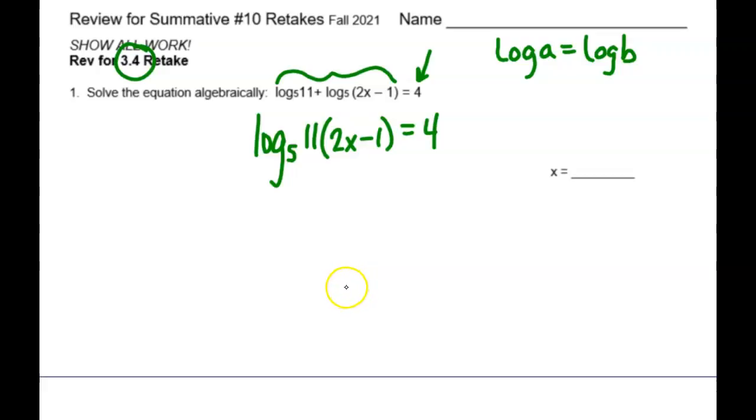Okay, this is where, to get rid of this log, you need to rewrite it.